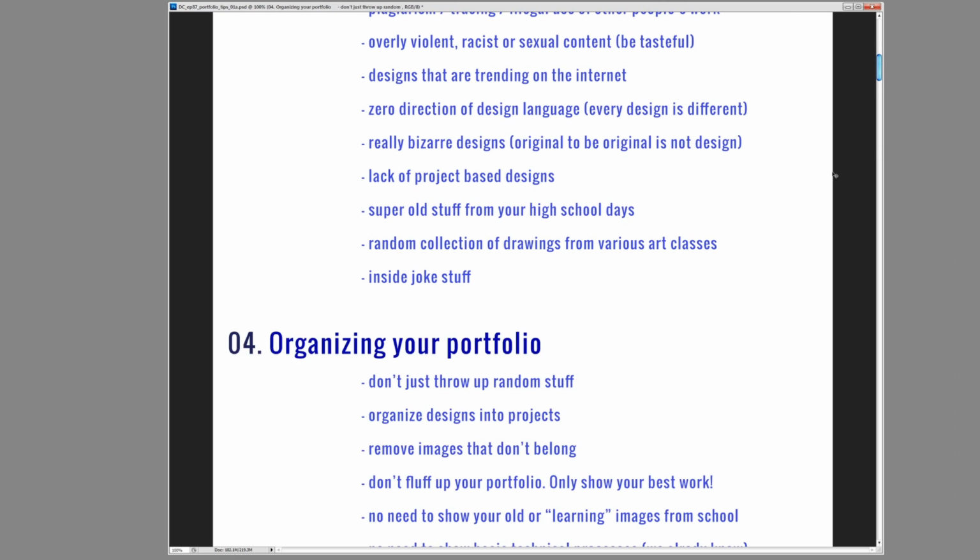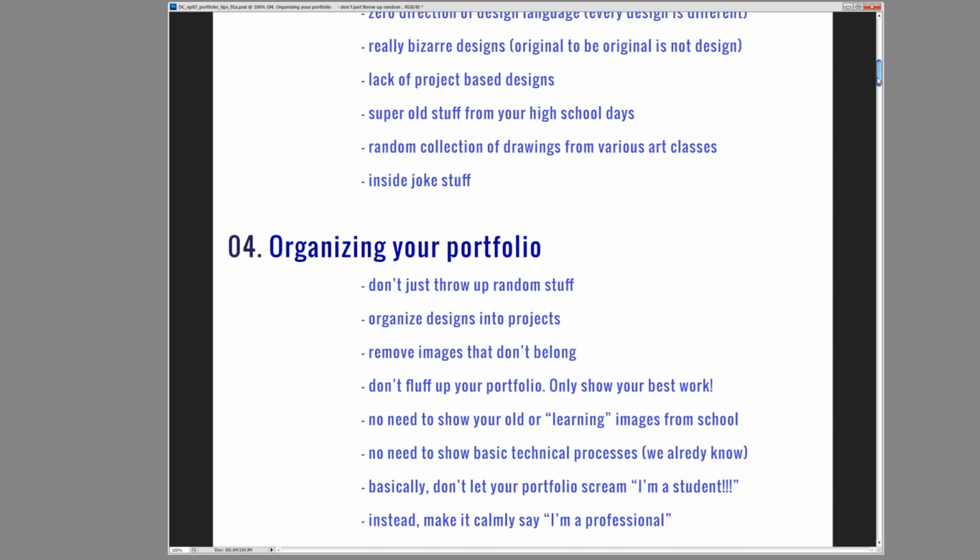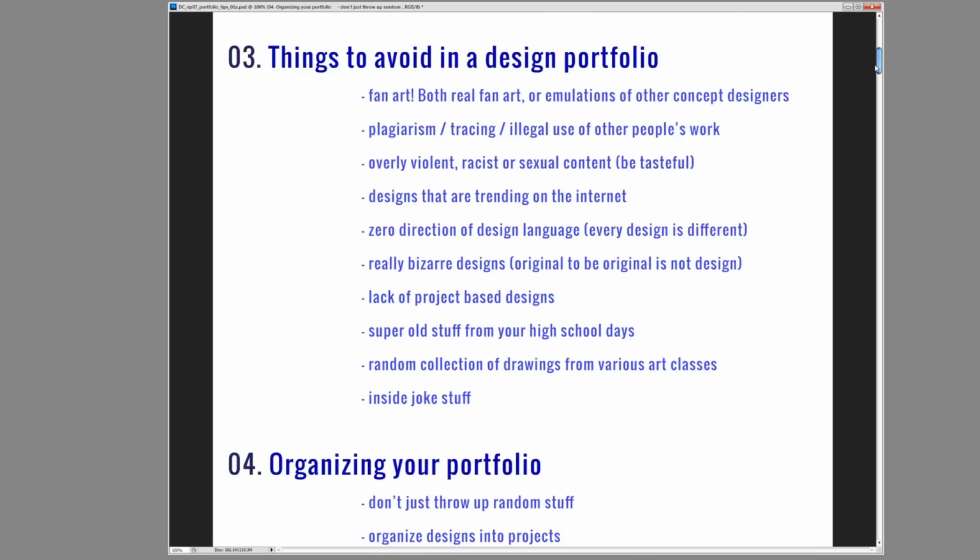All right, let's keep going here. Category number 4, organizing your portfolio. Okay, now we talked about a bunch of stuff to avoid.